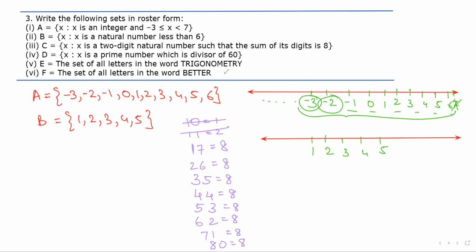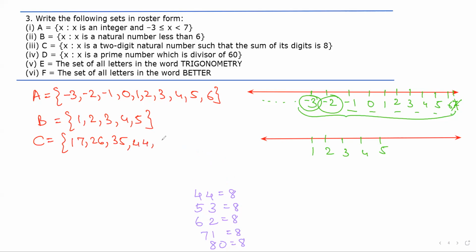So we need 2-digit natural numbers whose digit sum is 8. All these values are elements of such a set. So your C set becomes 17, 26, 35, I'm erasing these, 44, 53, 62, 71, and 80.